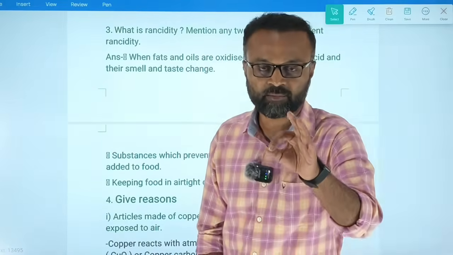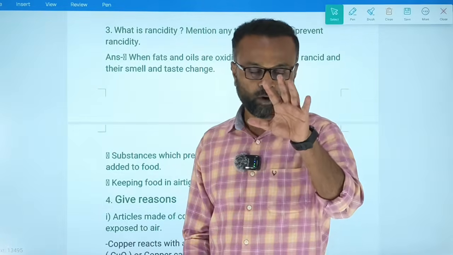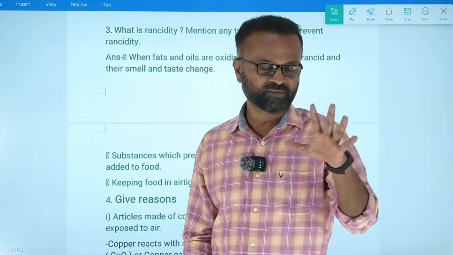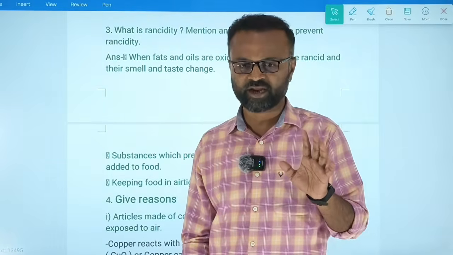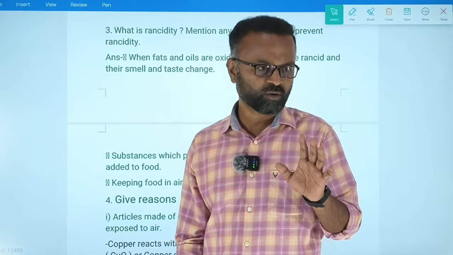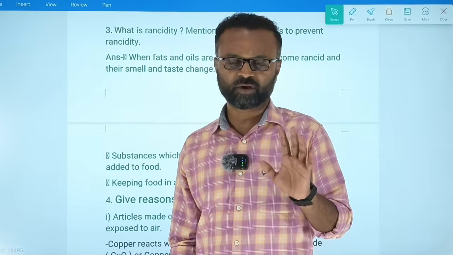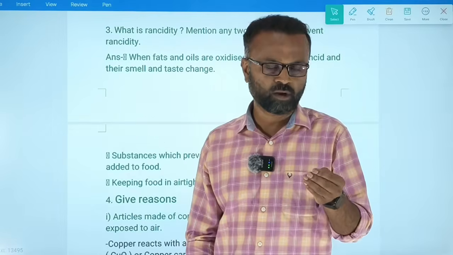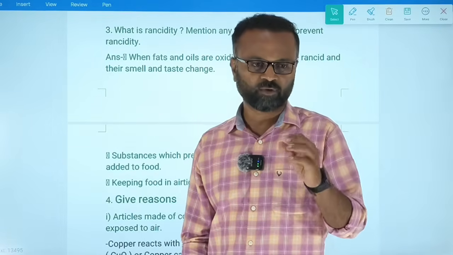What is rancidity? See, any oil or fat containing food items will be there at home. If we prepare sabji and keep it overnight, the next day it will start smelling bad, right? Yes or no? If you keep it refrigerated, okay. Outside, definitely it's going to spoil. What is the reason we are using oil while cooking the food?